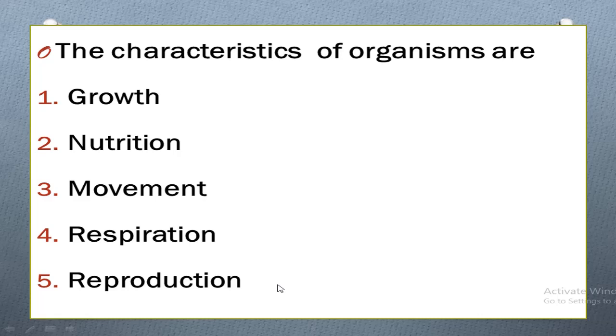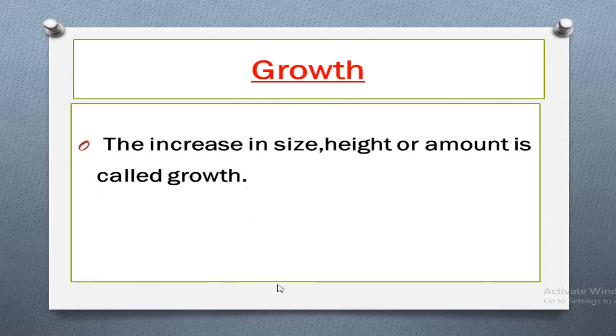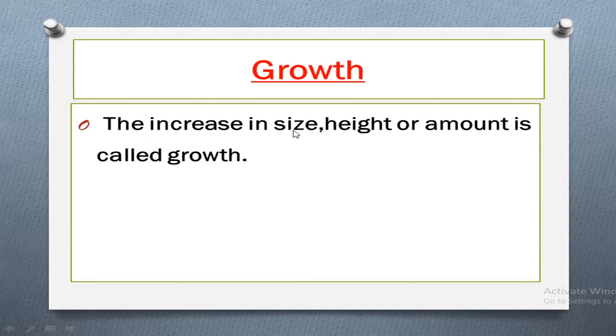show these characteristics. Right, now we have learned about the characteristics of organism: growth, nutrition, movement, respiration and reproduction. Right, let's go to learn about the first characteristic of the organism, which is growth. Previously also we have learned about what is growth. In that time growth was used to separate the living things from the non-living things. Right, growth means the increase in size, height or amount is called growth.